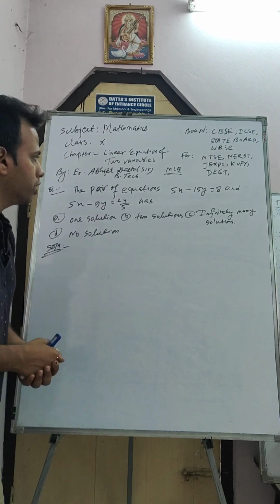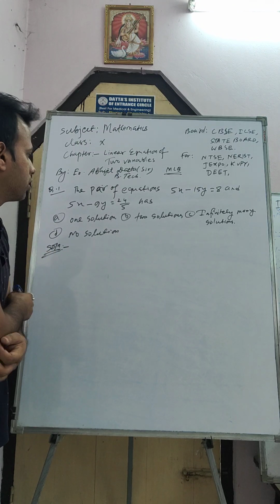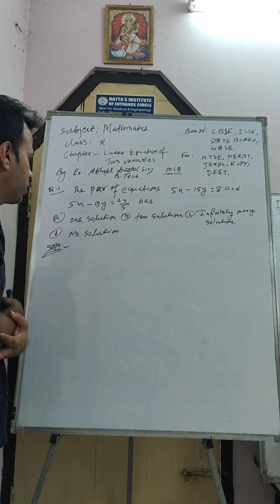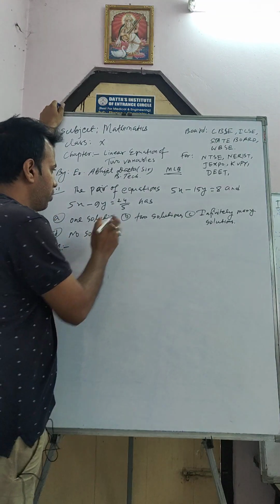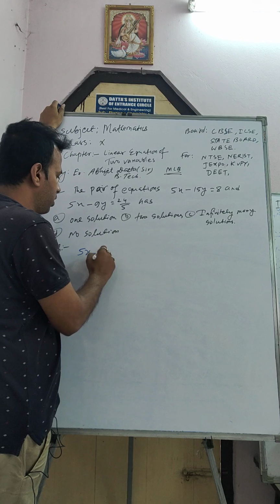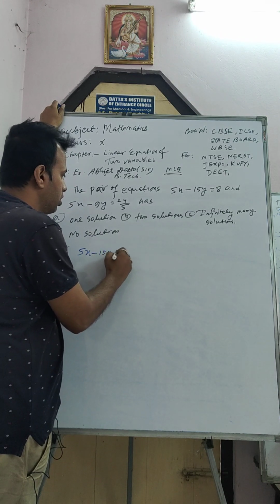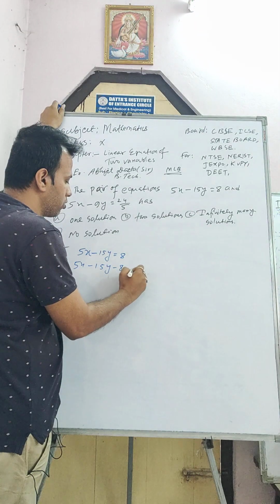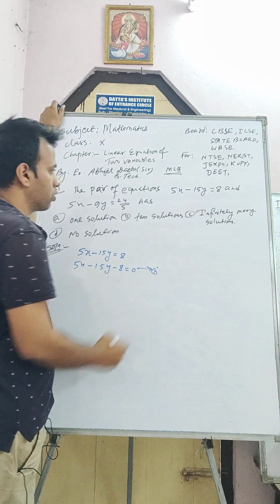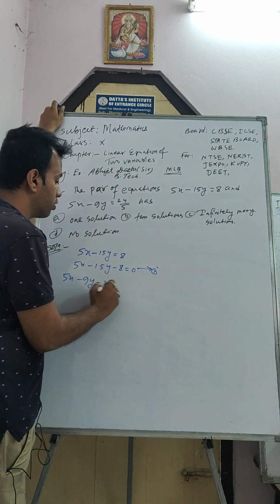Students, our first question is: the pair of equations 5x minus 15y equal to 8 and 5x minus 9y equal to 24/7 has one solution, two solutions, infinitely many solutions or no solution. Which option is correct? We have to find out. First I write the equations. 5x minus 15y equal to 8, so 5x minus 15y minus 8 equal to 0, equation 1. 5x minus 9y equal to 24/7.